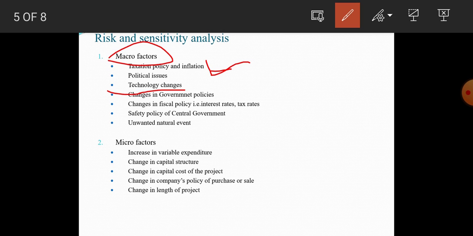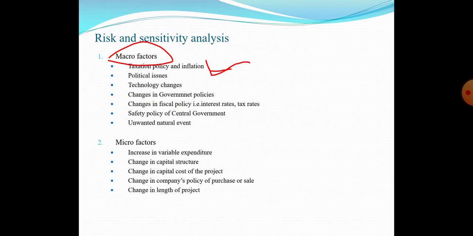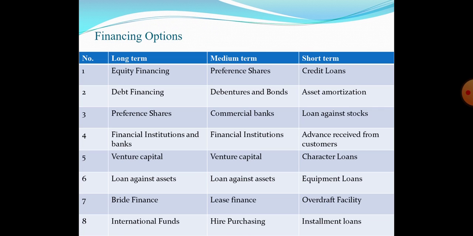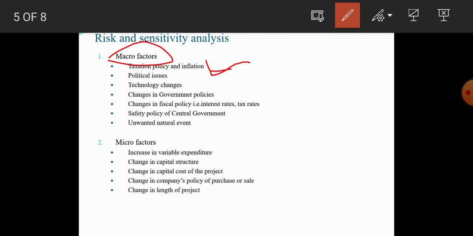Then changes in government policy. So if government is thinking to increase the use of electric vehicles, or tomorrow if government is thinking to increase the use of ethanol based vehicles, that is E20. So if government changes their policy, that also can affect various factors. Then changes in fiscal policy like interest rates, tax rates, so that also we will discuss.